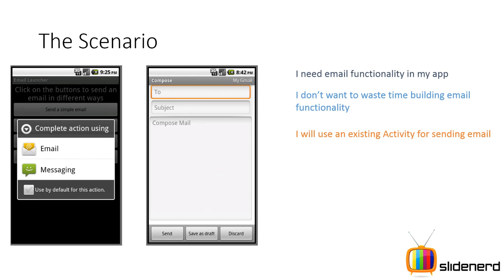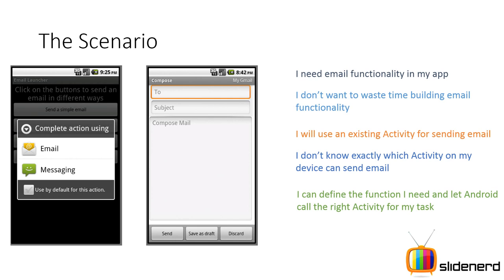Now remember, just the way you install apps, your Android device also has pre-installed apps, and email is actually one of them that handles everything. So it even has activities, services, broadcast receivers, content providers, and whatever. I don't know exactly which activity on my device can send email. Now all you know is that you want to send an email. You obviously don't know the name of the activity or which package it is inside your Android device, right? So you need a way to define the functionality and let Android call the right person to do your work, right? That's what implicit intents is all about.